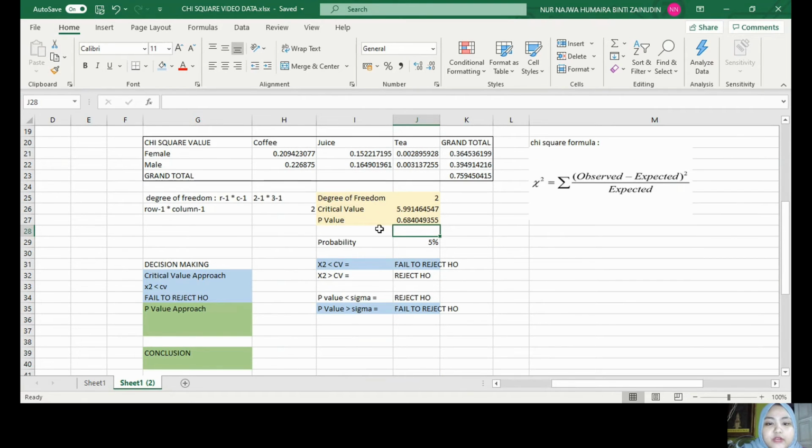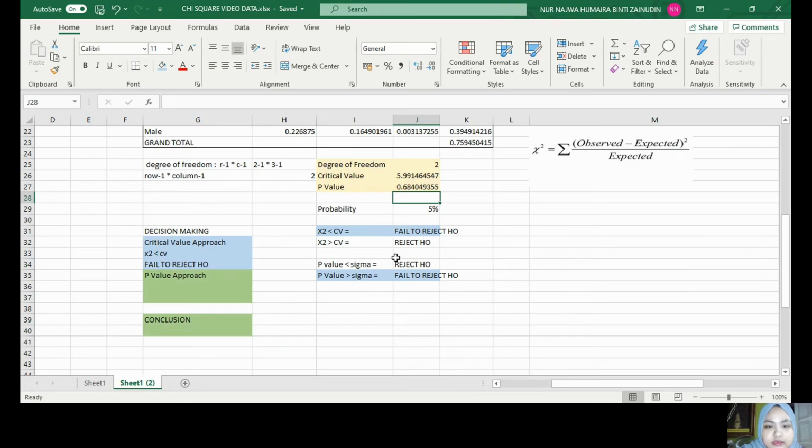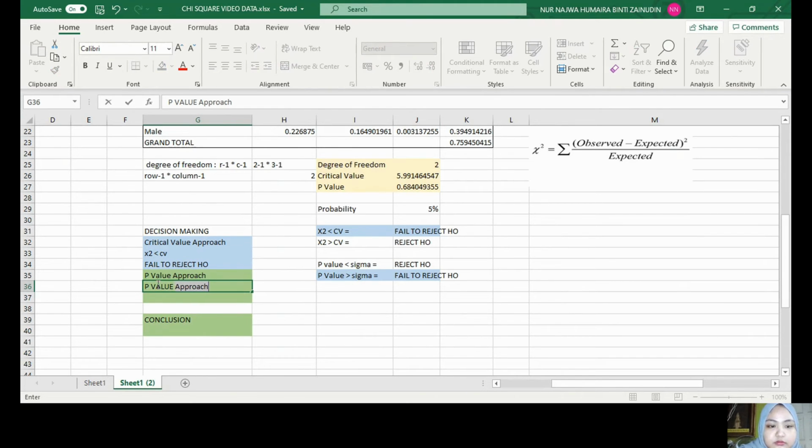Okay, for the p-value approach, as you can see here, if the p-value is smaller than the significance value or sigma, we will reject H0. If the p-value is bigger than sigma, we fail to reject H0. In this case, the p-value is way bigger than the probability. So the p-value is bigger than sigma or probability, so we fail to reject H0.